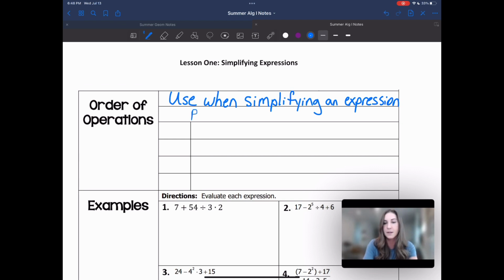Let's write it. I'm going to make this a little bit bigger, and let's do all caps here because this is an acronym. PEMDAS. Okay, so this helps you remember the order of operations when simplifying an expression. The first thing you should look for is parentheses or any kind of grouping symbols. It could be brackets also, but we use the P for parentheses. Parentheses. First thing we look for when simplifying an expression.